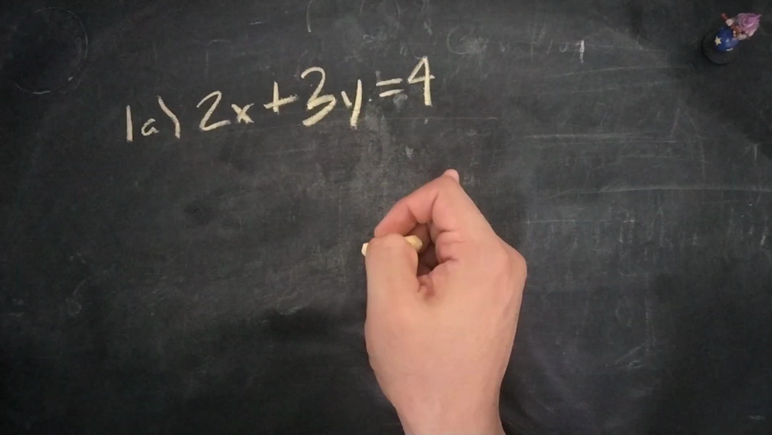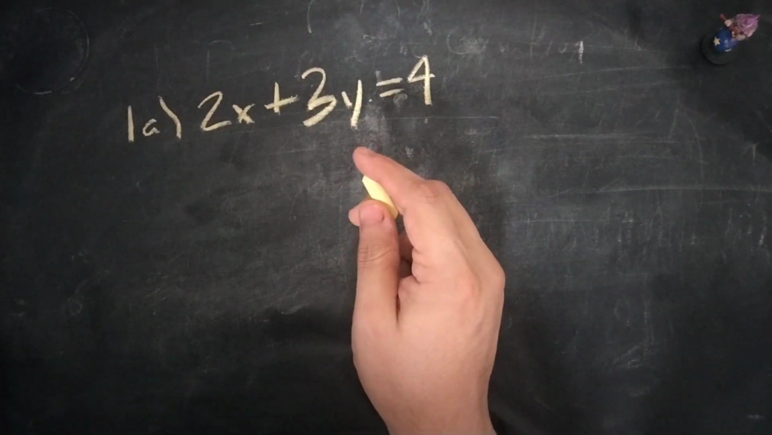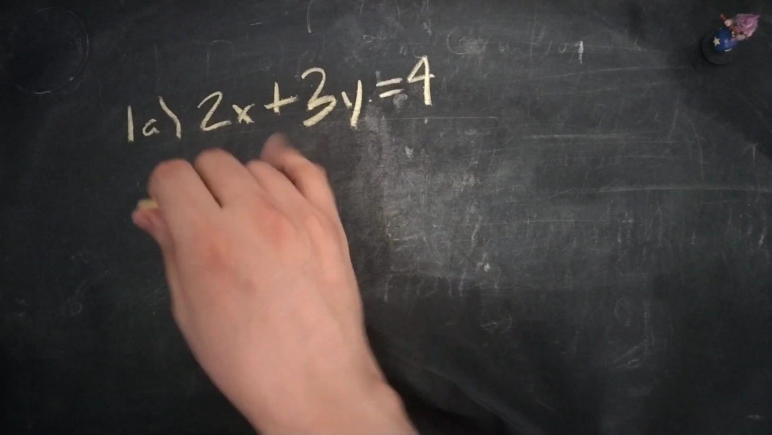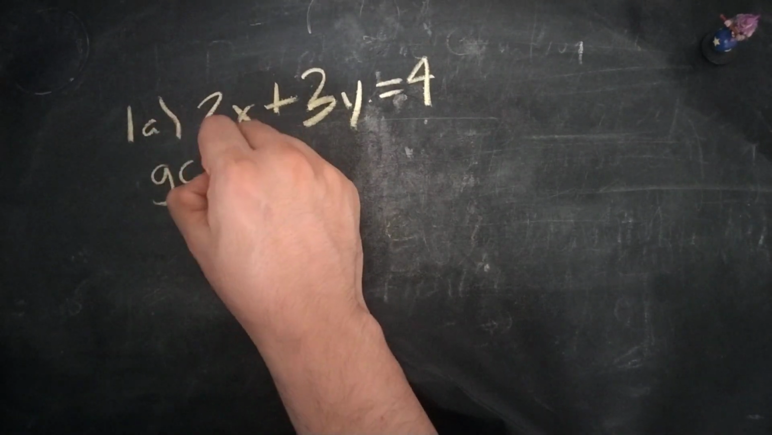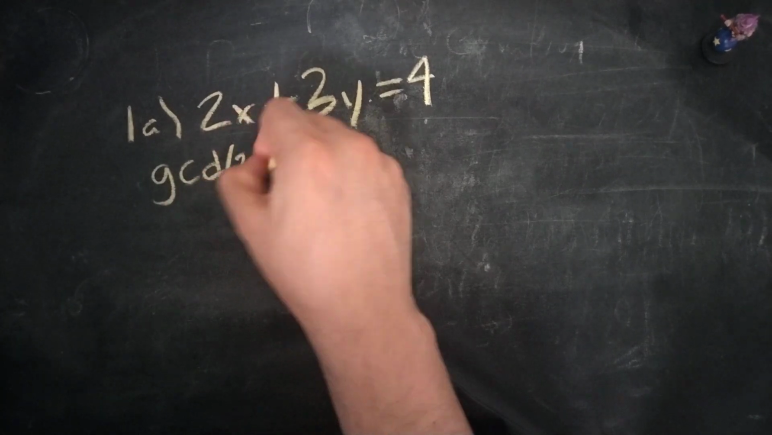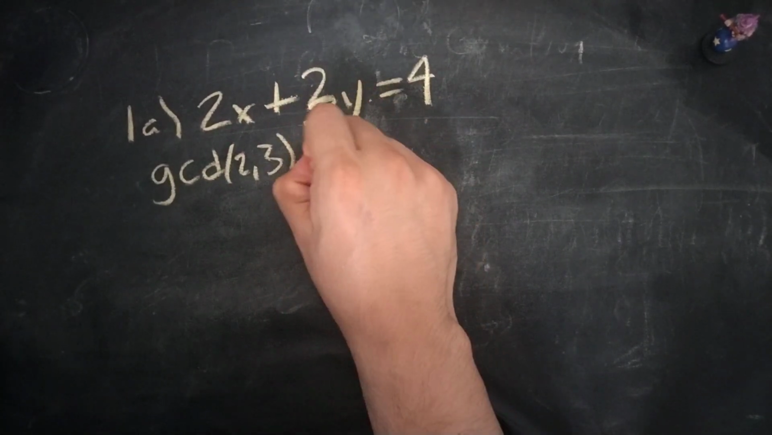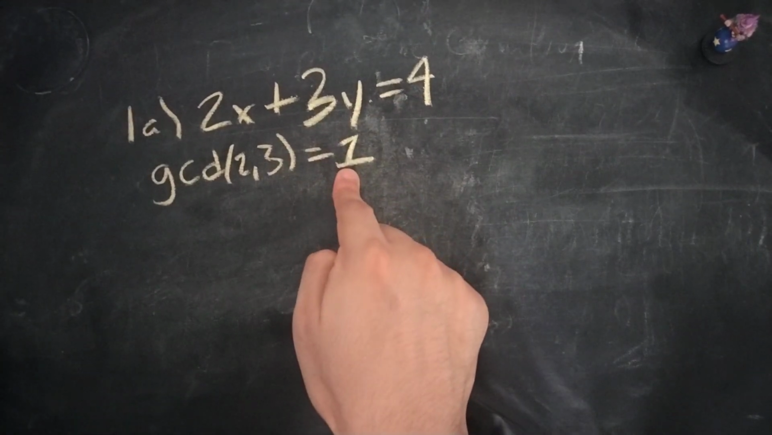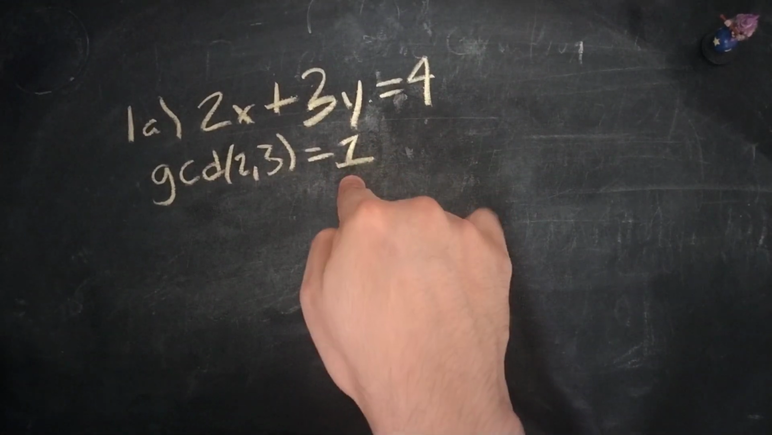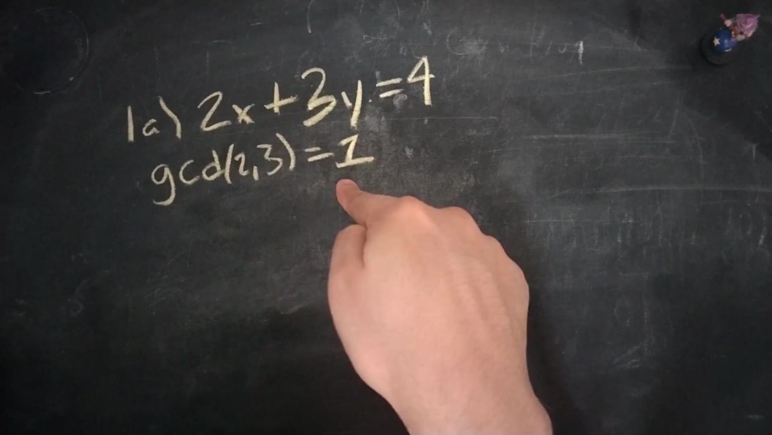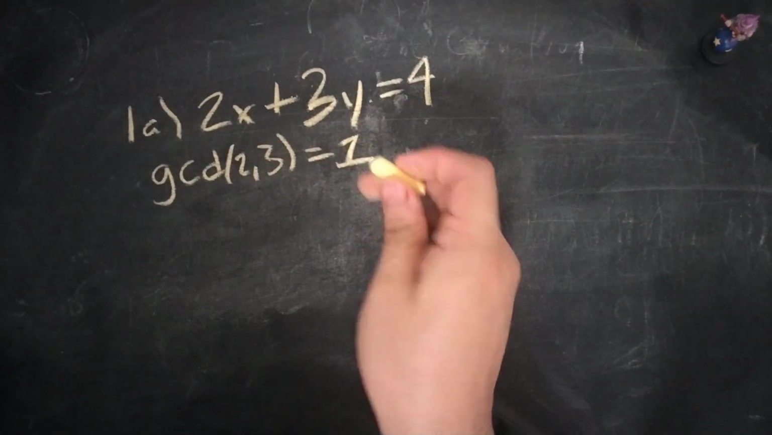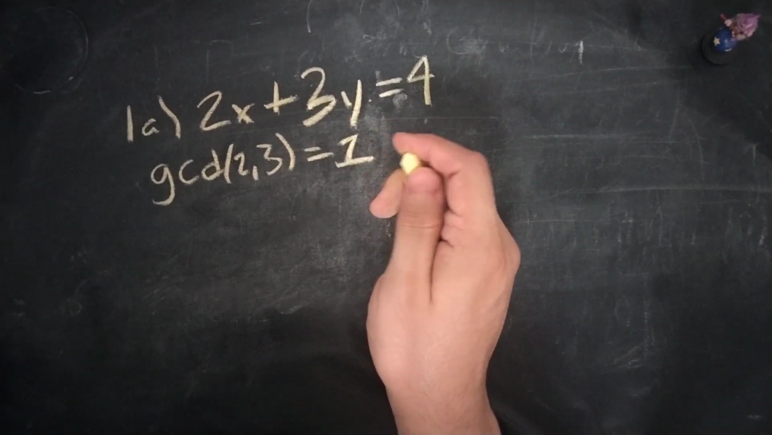So this is 1A. The way you go about this first is you find the greatest common divisor between these two values. GCD of 2 and 3. Since they're both prime, their greatest common divisor is 1. And you check whether this GCD divides this value. In which case 1 clearly divides 4.